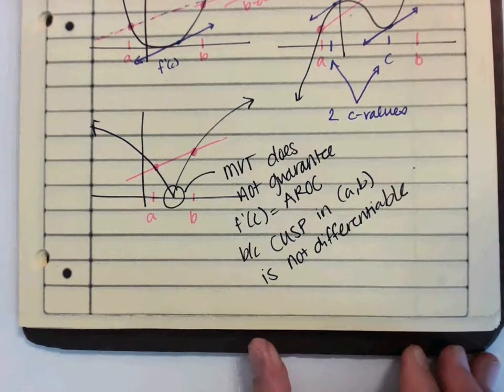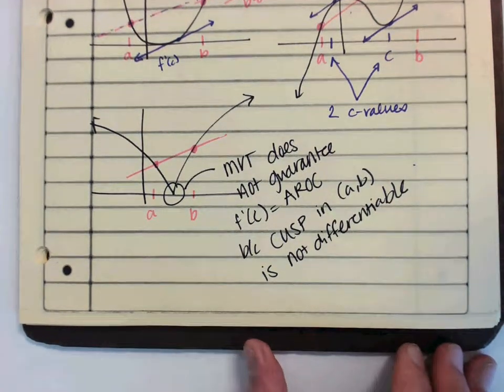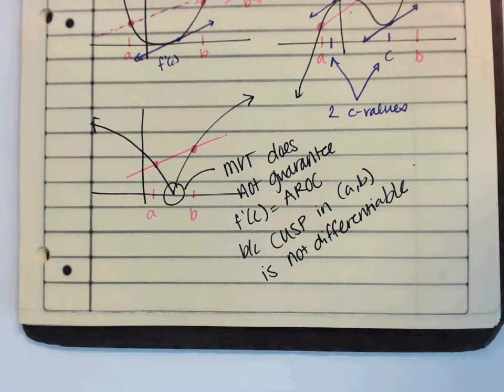So A and B is going to be given, right? Yeah, you'll have an interval to be looking at, correct. Okay?